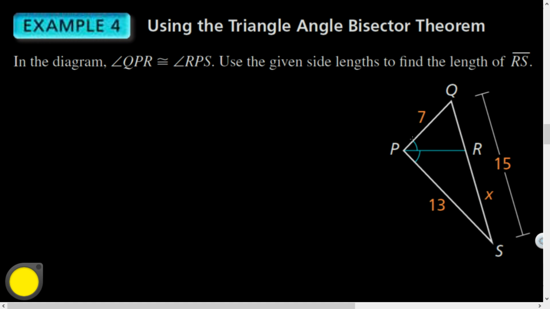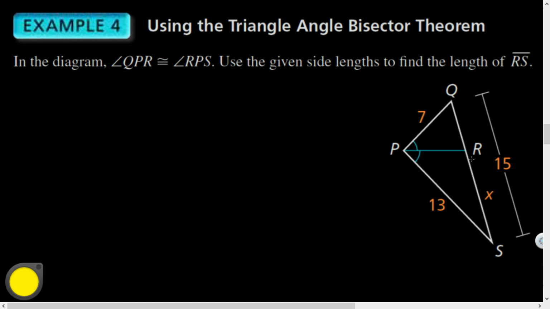It says angle QPR is congruent to angle RPS. What could you tell me about PR? PR is what with respect to that angle? PR is an angle bisector, and what would your reason be for concluding that? The two angles are congruent, and does anyone know what the official geometric reason would be? It's one of the simple ones. It's when it's just definition. Yeah, definition of angle bisector, right.